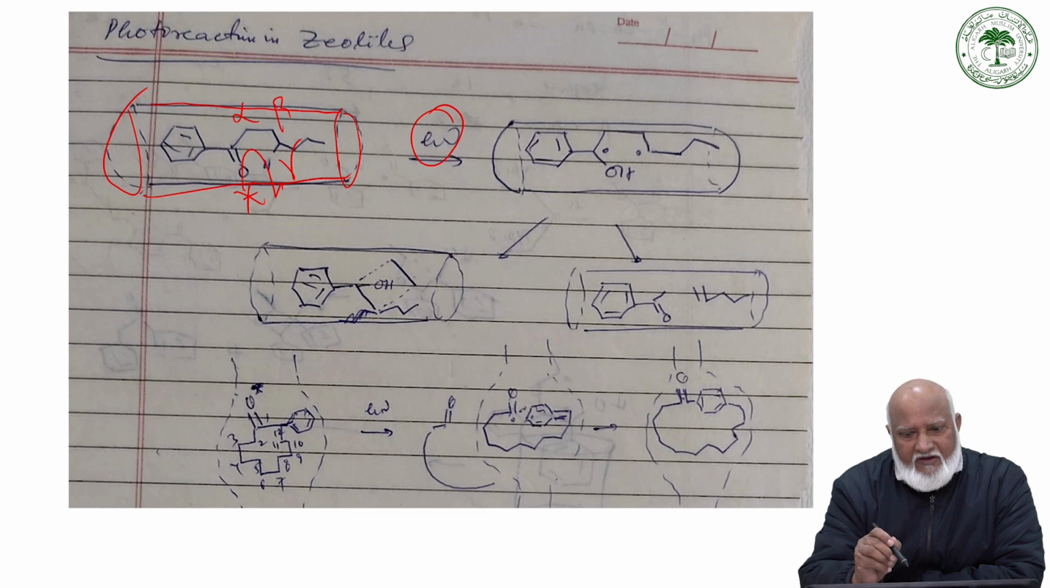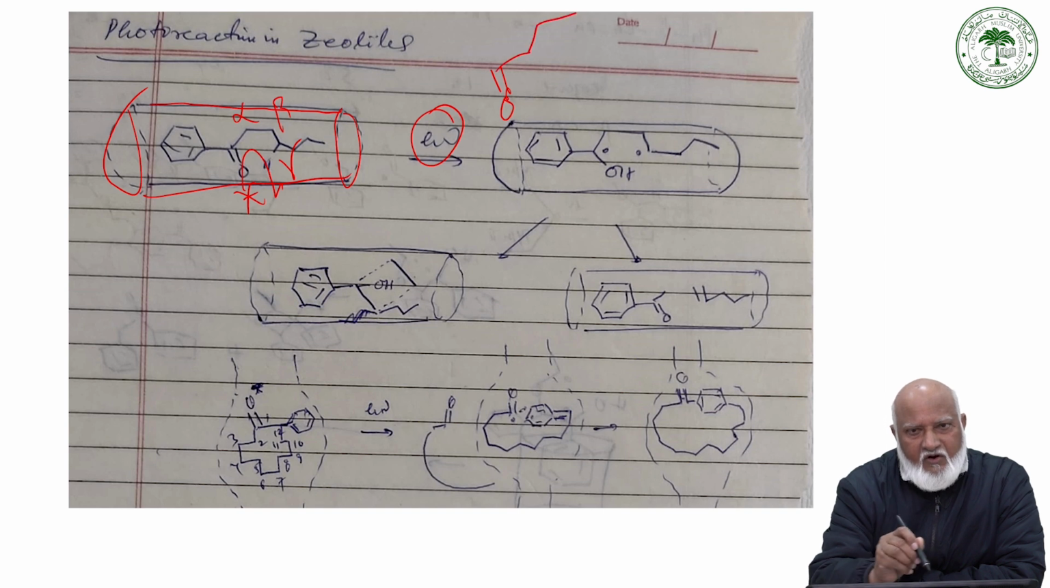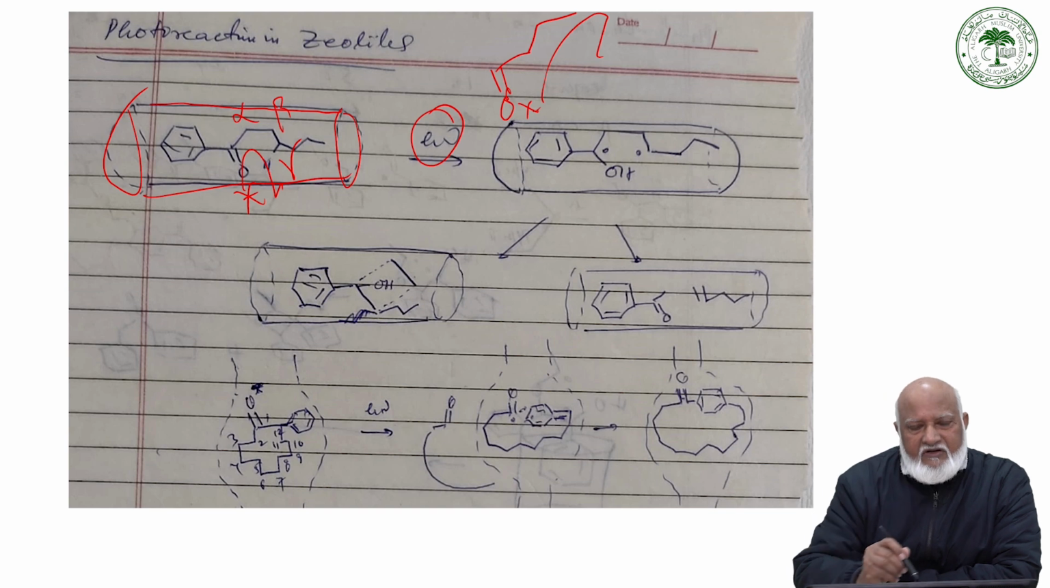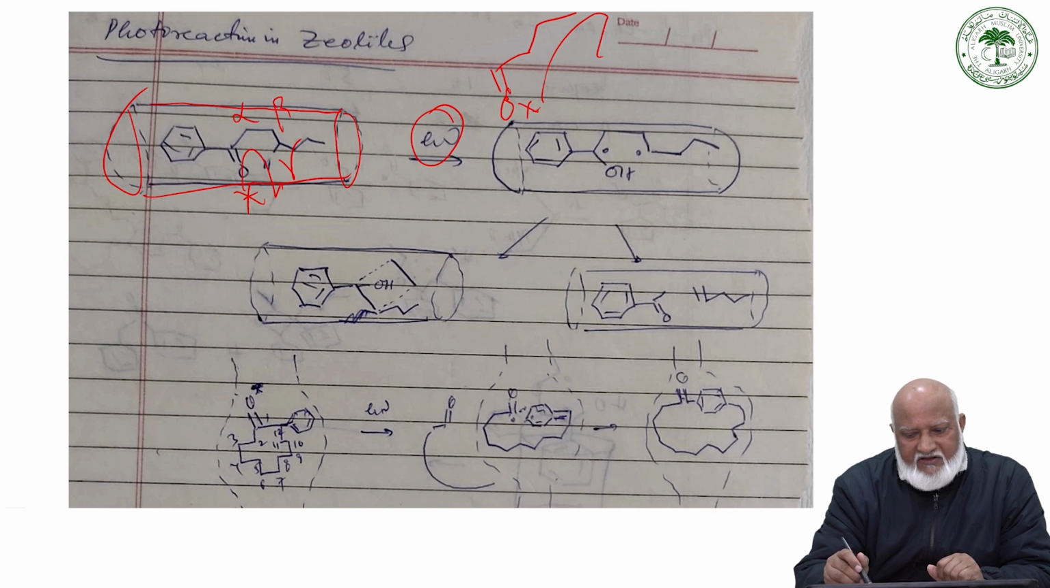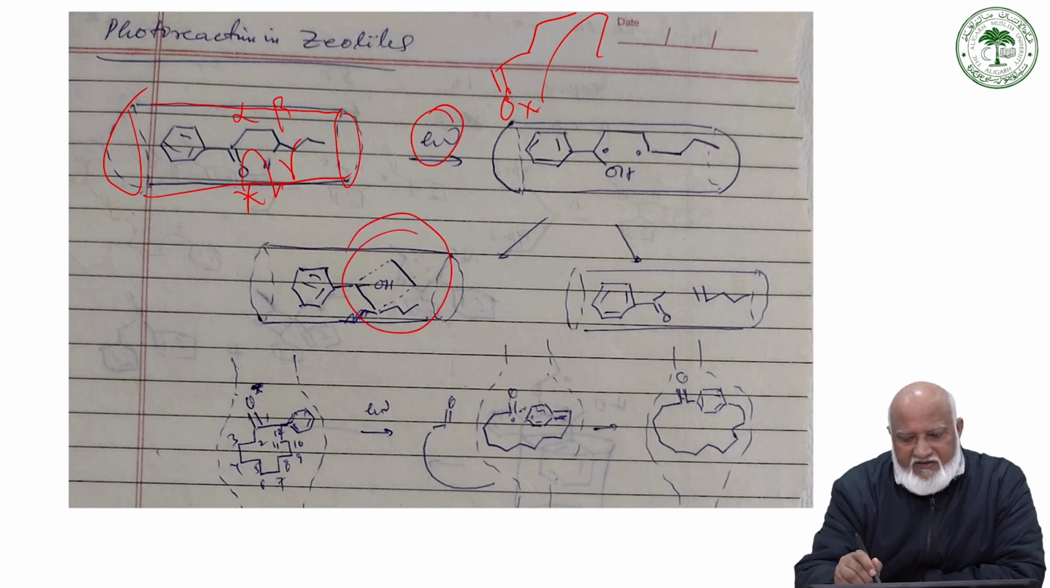But if it is not in the cavity and not in the channel, this molecule can of course go around, and the probability of abstracting gamma hydrogen would be less. But here, once the molecule is in the constrained medium, it has a better chance to abstract gamma hydrogen to give a 1,4-diradical, and this 1,4-diradical can react to give a cyclobutanol, as well as fragment to give these two products, this alkene and the carbonyl compound.